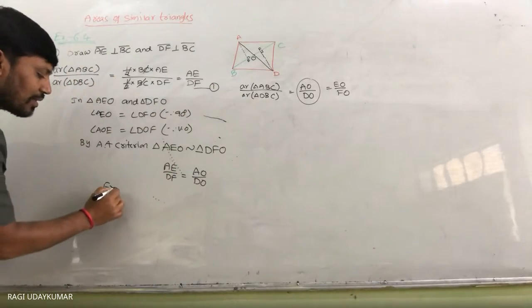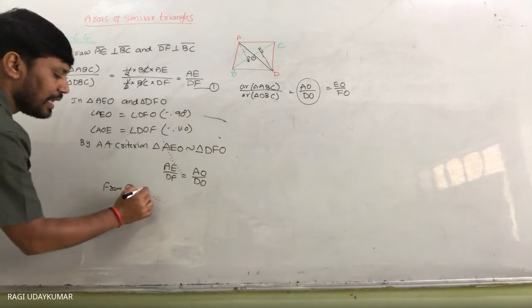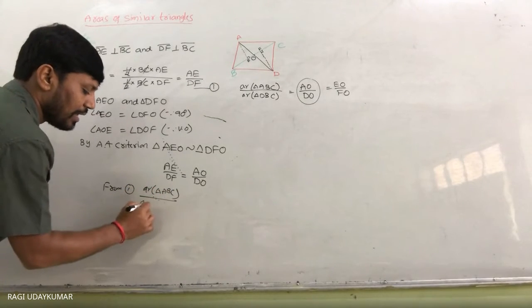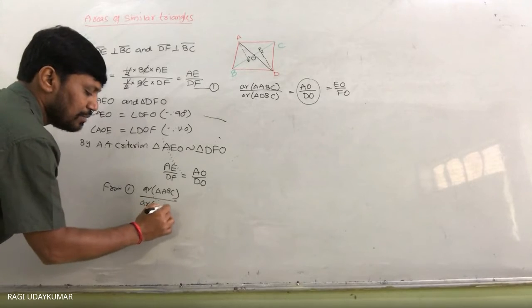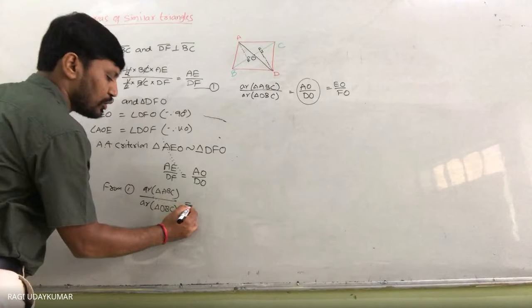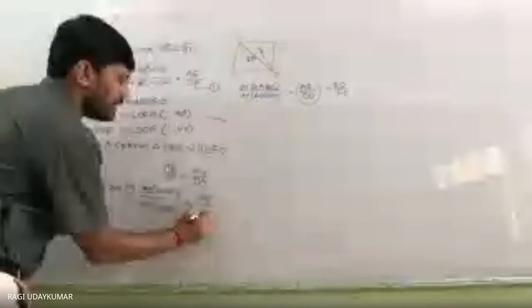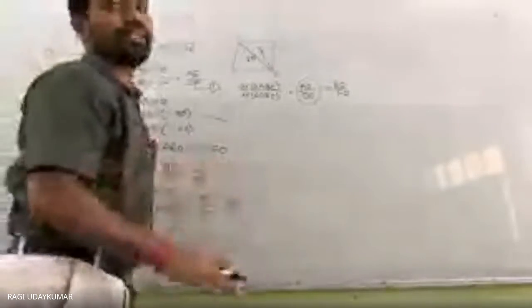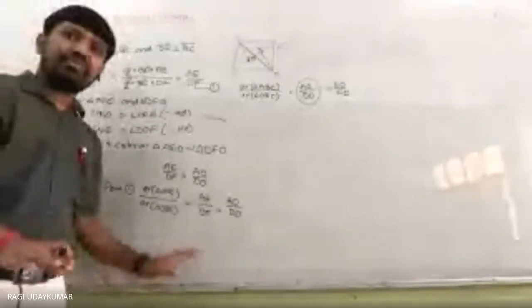From 1, area of triangle ABC by area of triangle DBC is equal to AE by DF. This AE by DF is equal to AO by DO. This is equal to EO by FO also, we will get, but in this question it is not necessary, that's why I am not writing.